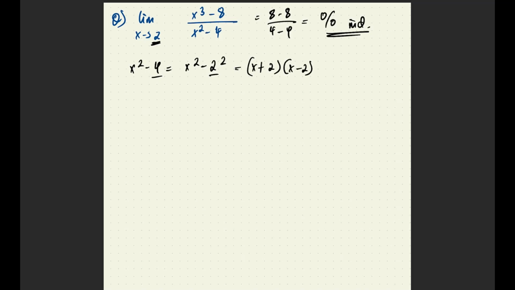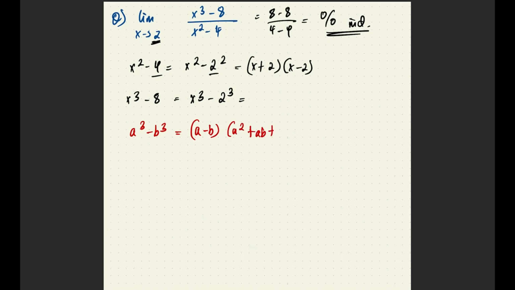So is that it? Not really, because the numerator in this case is x cubed minus 8. If you look closer, you will see that this is indeed a difference of 2 cubes. So recall the formula for the difference of 2 cubes. When you have a cubed minus b cubed, we can write this as (a minus b) multiplied by (a squared plus ab plus b squared). So using the same formula, we can write x cubed minus 2 cubed as (x minus 2) times (x squared plus 2x plus 2 squared), which is equal to 4.